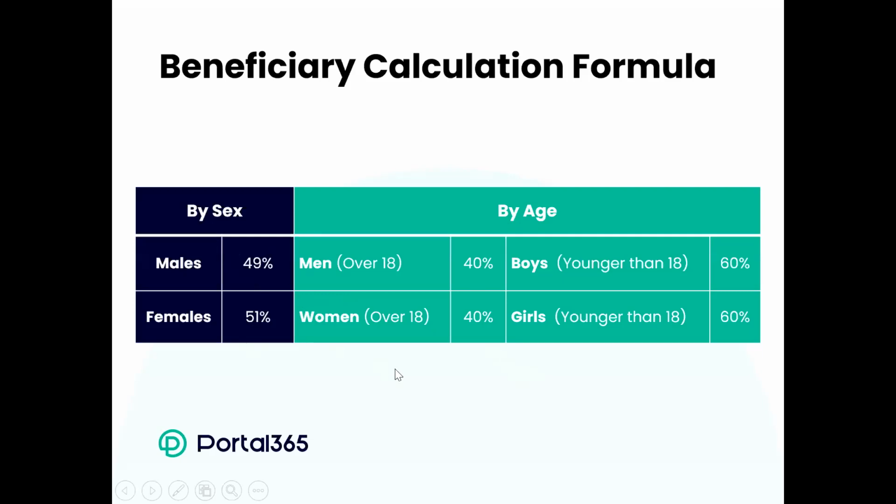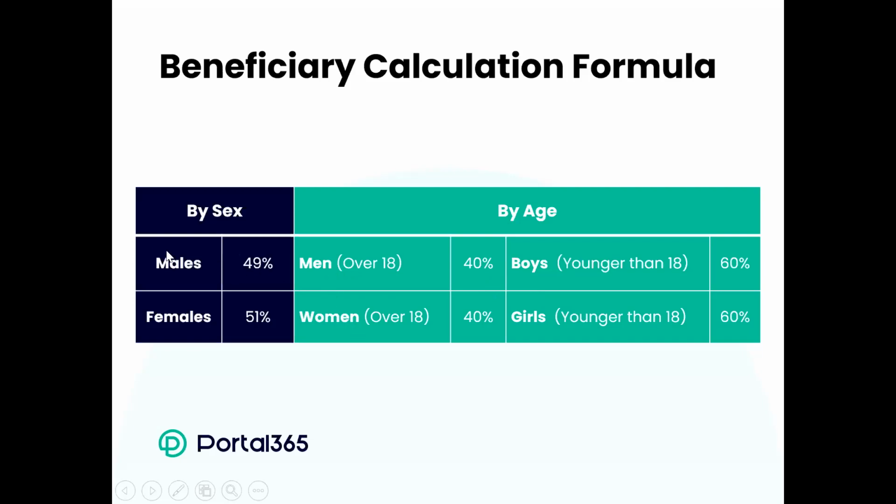So for example, in Yemen, the latest official population census, although it was old, from 2003, is the only official one, so we have to use the same figures and apply them to our calculations. The disaggregation by sex in Yemen is 49% males and 51% females. But for disaggregation by age, we have those over 18 at 40%, and those under 18 at 60%. This is applied to both men and women.